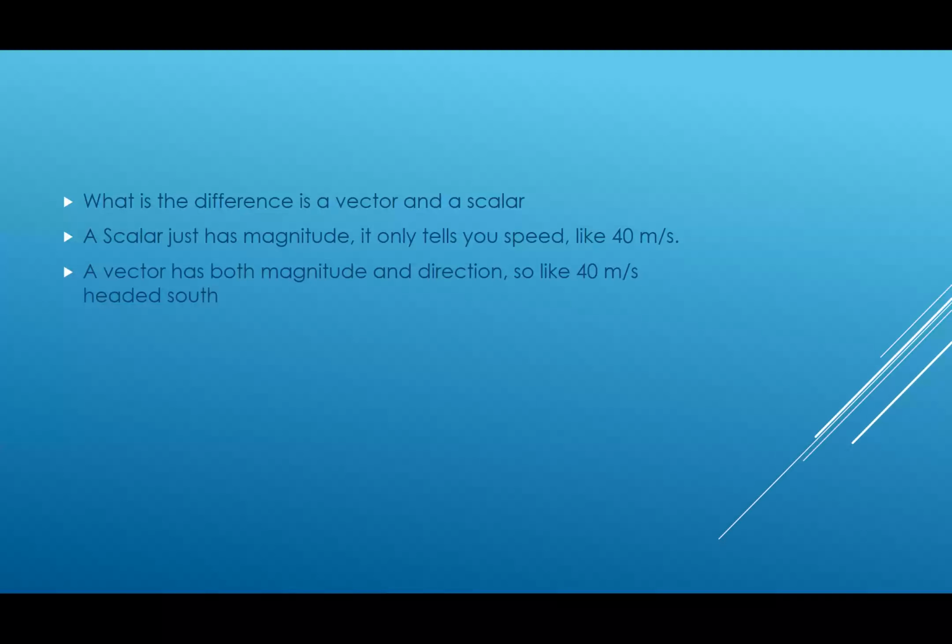A vector has both magnitude and direction. So like 40 meters per second headed south. Now I have more information about which direction I'm going and how fast I'm traveling.